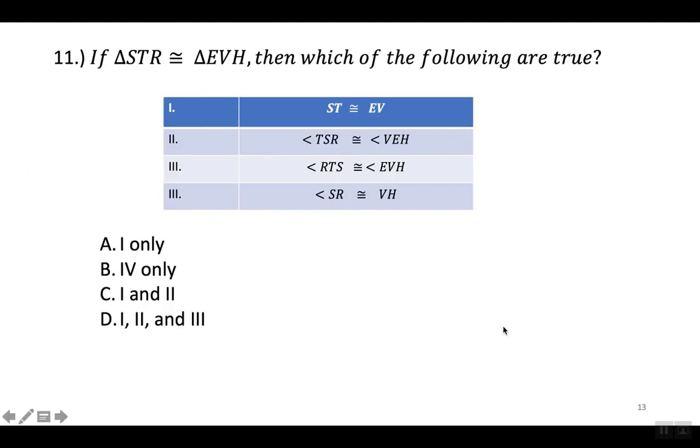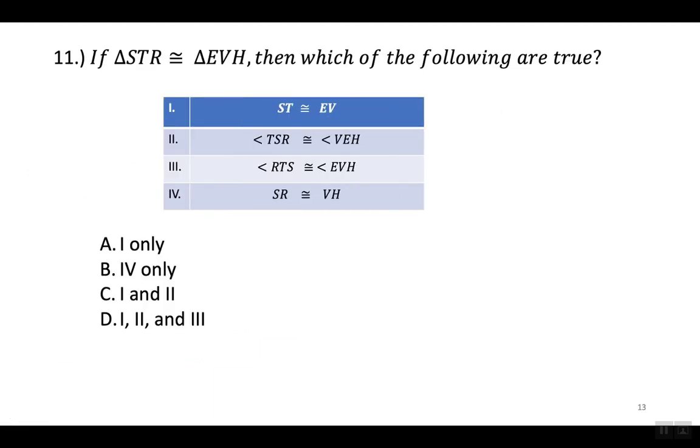Alright, let me speed it up. Number 11. So this question says, if triangle STR is congruent to triangle EVH, then which of the following are true? So let me just sketch out a little picture here to help us analyze it. Alright, so triangle STR is congruent to triangle EVH.